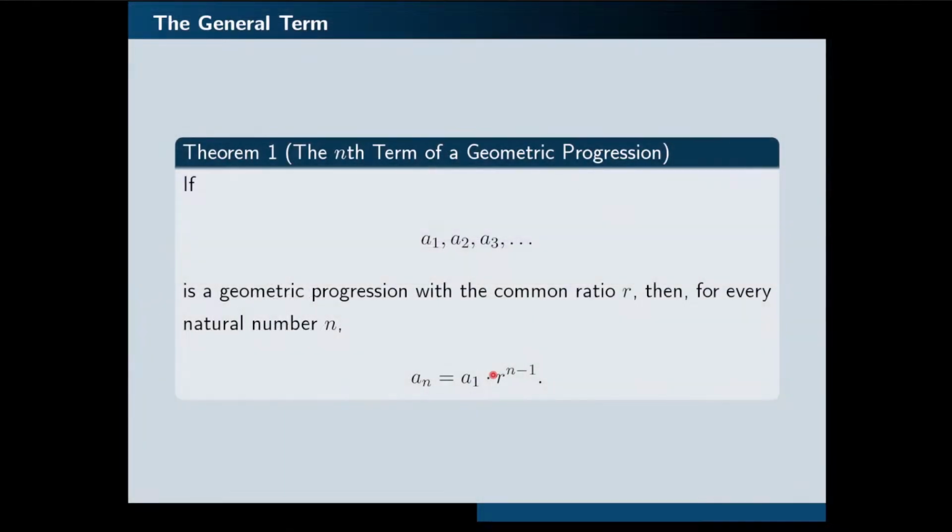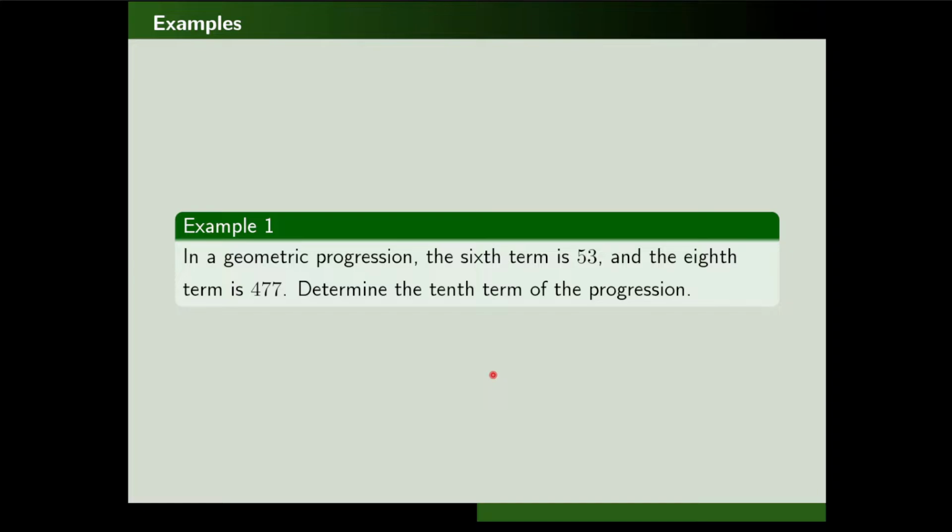Okay. So let us do one example. It's a very, very simple example, by the way. In a geometric progression, the 6th term is 53, and the 8th term is 477. Determine the 10th term of the progression.